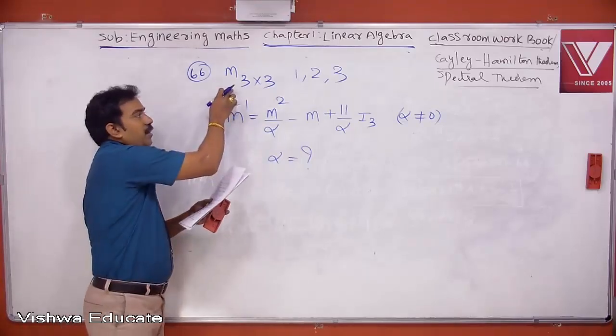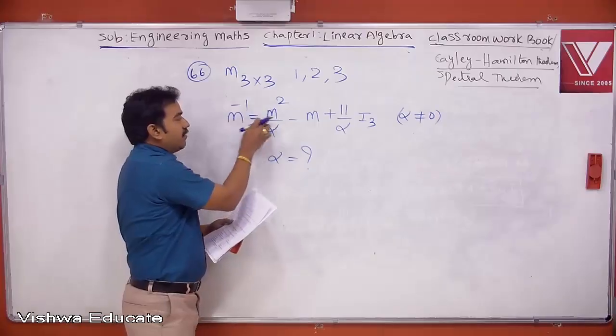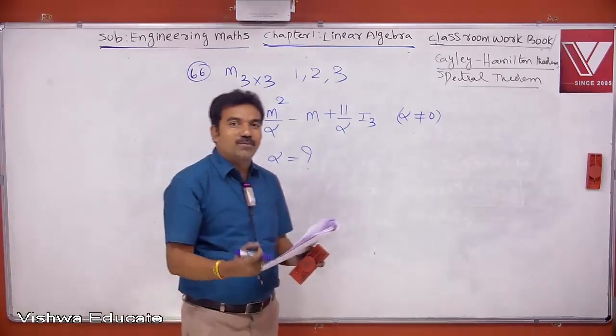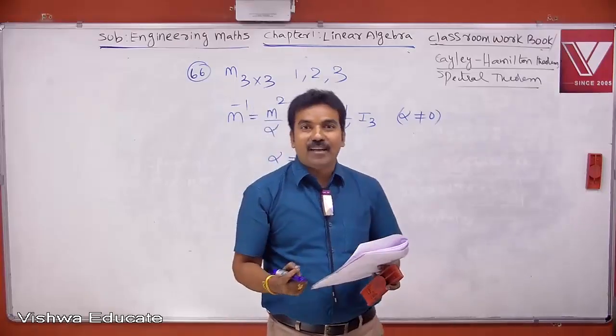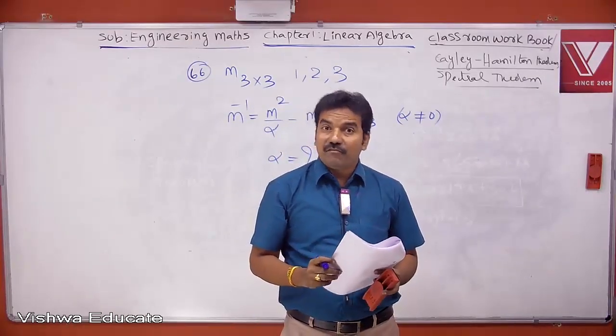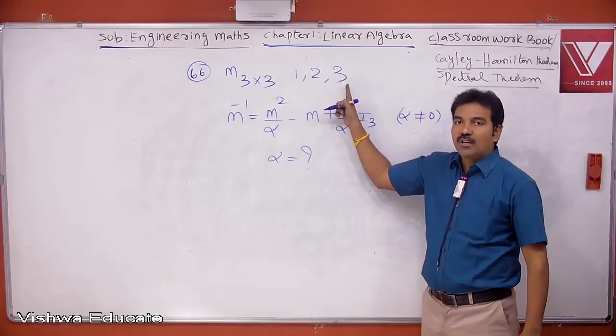So M is a 3 by 3 matrix with eigenvalues 1, 2, 3 and M inverse is given in terms of M. So when M inverse is given in terms of M, this is a simple application of the Cayley-Hamilton theorem. For that, what you need to do? You need to find the characteristic equation because all eigenvalues are given: 1, 2, 3.